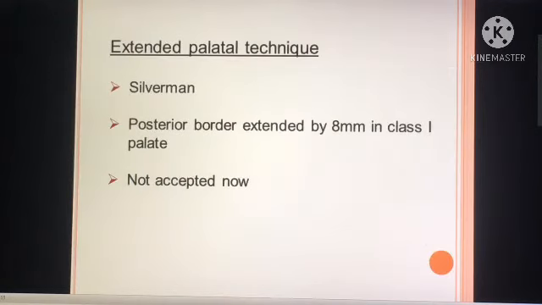Coming to the final technique, that is extended palatal technique. It was suggested by Silverman. So according to him, in patients with class 1 soft palate, class 1 soft palate means the soft palate is almost in a horizontal relationship with the hard palate, most ideal for retention. The classification of soft palate we have discussed in our previous session. So in extended palatal technique, Silverman said that posterior border can be extended by 8 mm in cases where there is class 1 soft palate. But this technique is not having any justification, and so it is not accepted now.